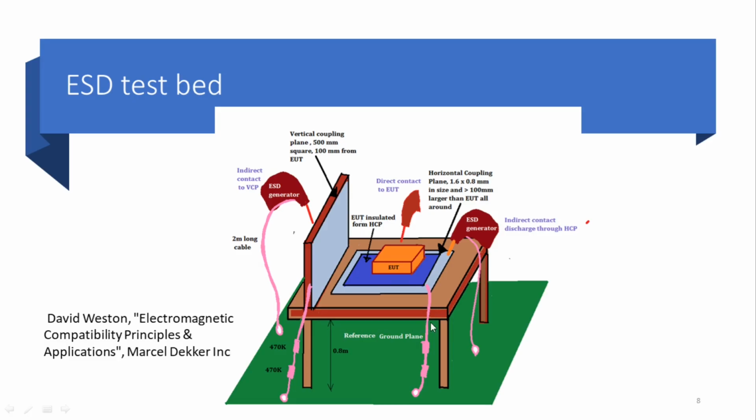You can see here the reference ground plane, which is at the bottom below the table, placed around 0.8 meters below the equipment under test. Now these are bleed resistors around 470K. So all of these coupling planes are actually connected to the reference ground plane, including the gun, which is then connected to the reference ground plane. The bleed resistors are then used for making the measurements.